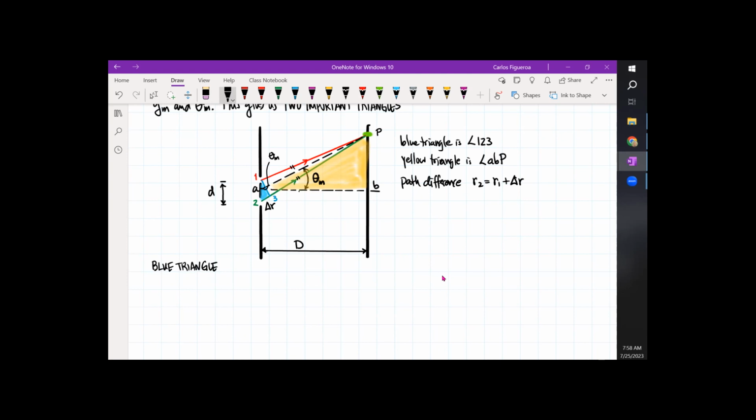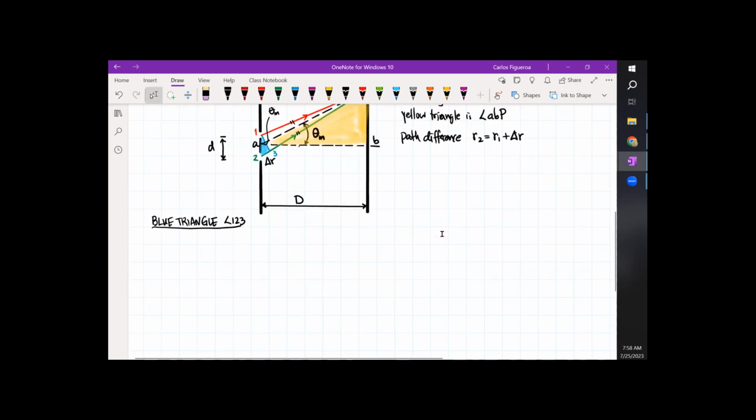Which will then be triangle 1, 2, 3. So if I look at this thing, I'm going to rotate that triangle, and it's going to look like this here. If I rotate it, and so here's my triangle.